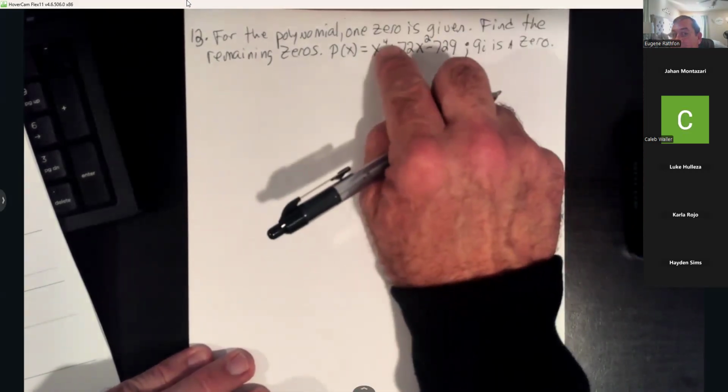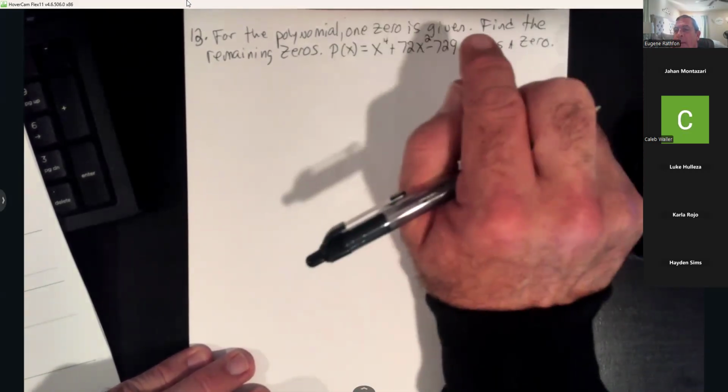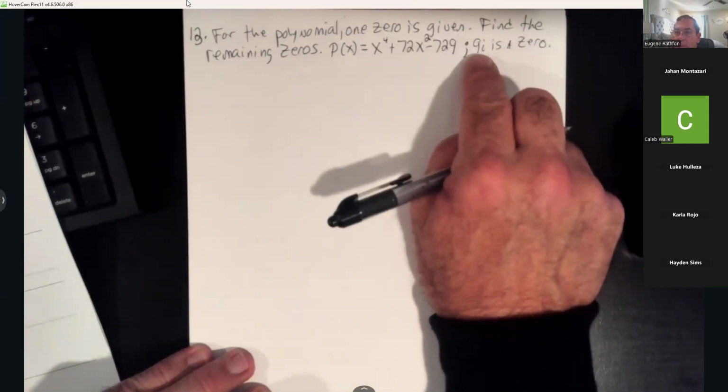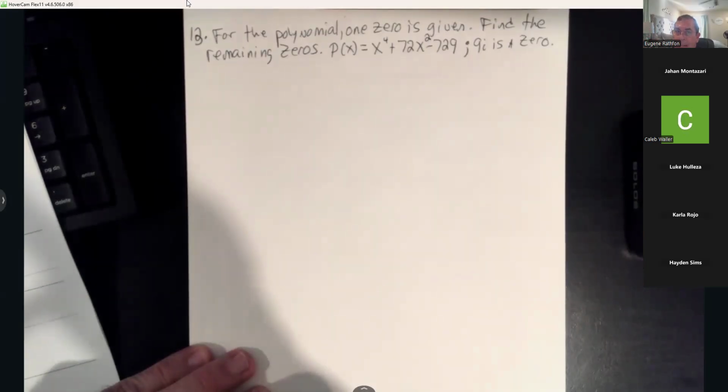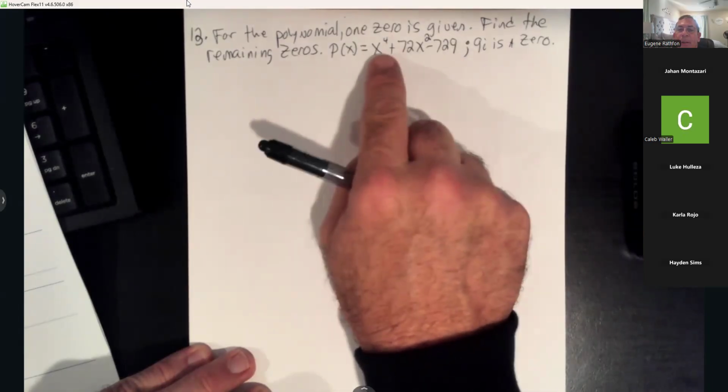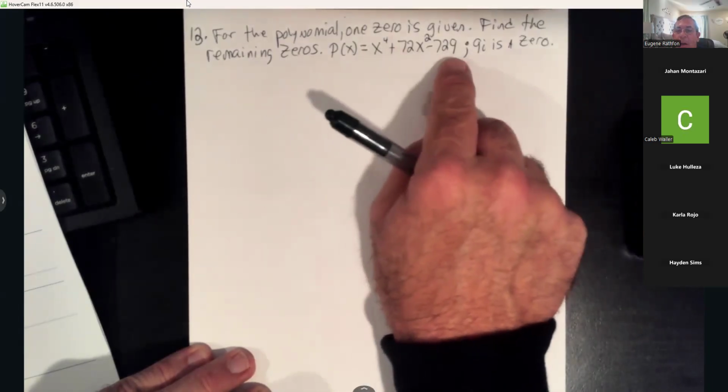Notice, the highest exponent is 4. That means I got 4 zeros altogether. They're giving me one of them. So that leaves me 3 to find. So I'm going to use synthetic division. And that's why I write down the numbers of the polynomial.